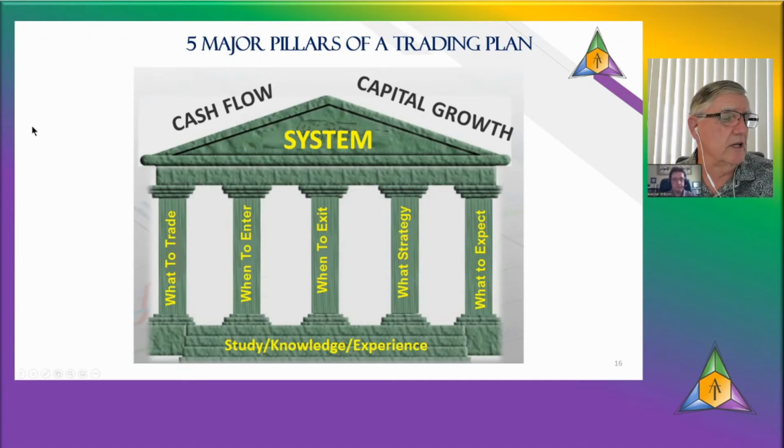So what are the pillars? And again, these pillars should be on any trading or investing system. And these are my major pillars. Number 1 is I want to know what to trade. Now, with Active Trend Trading, we trade only very select growth stocks and some specific ETFs that have proven themselves over the years, over and over and over again. So what to trade is very important.